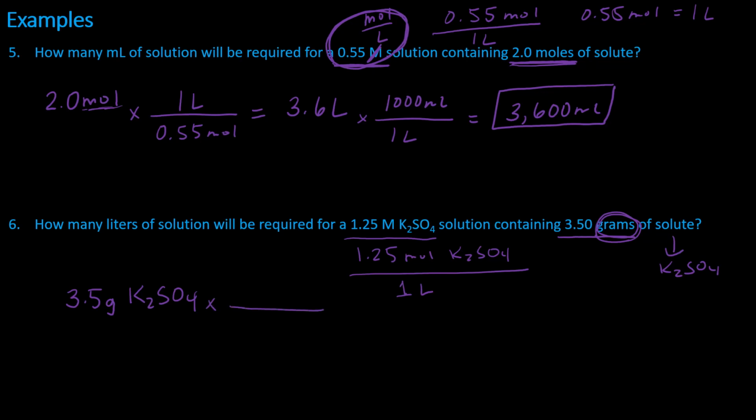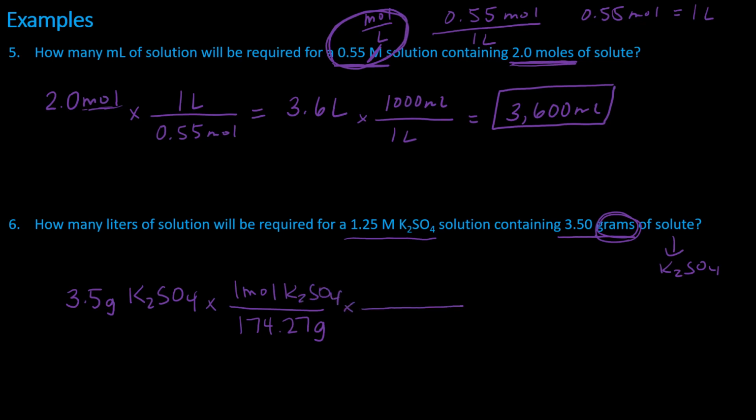And the molar mass for potassium sulfate is 174.27 grams per mole. And I know that I have 1.25 moles of potassium sulfate dissolved per liter, so for every 1 liter. And I had to put moles on the bottom here to cancel out with moles on the top. So then if I put that in my calculator, 3.5 divided by 174.27 divided by 1.25, I end up with 0.0161 liters.